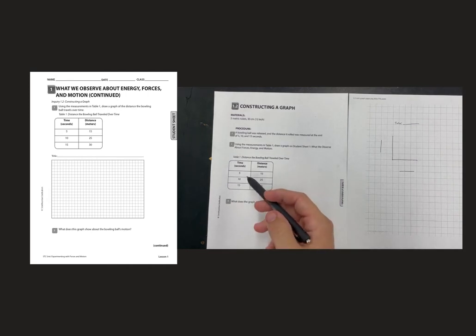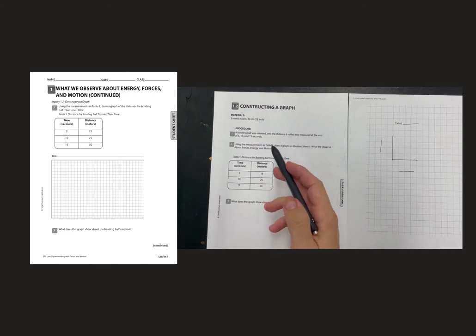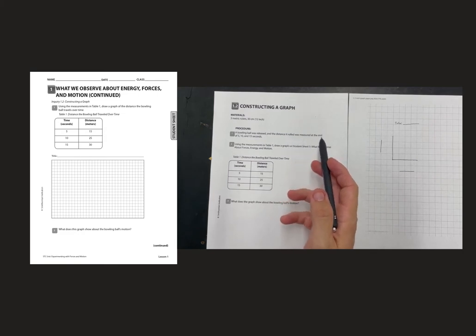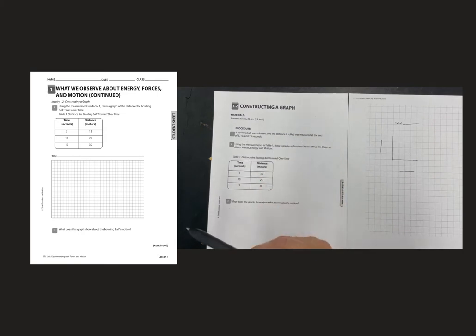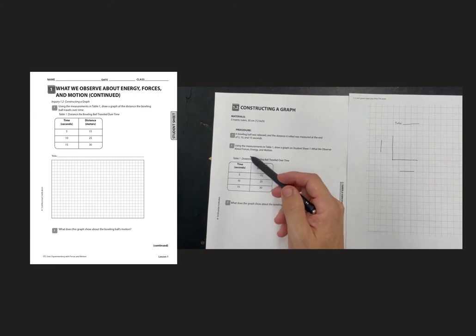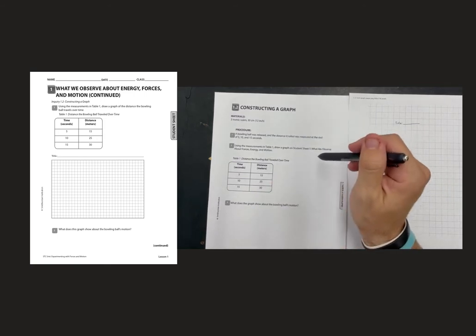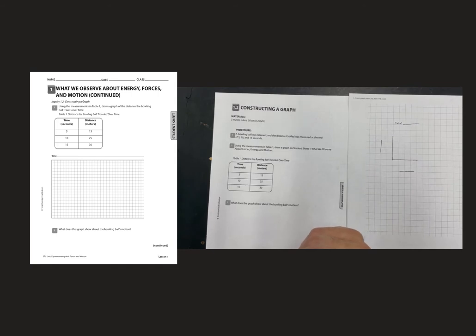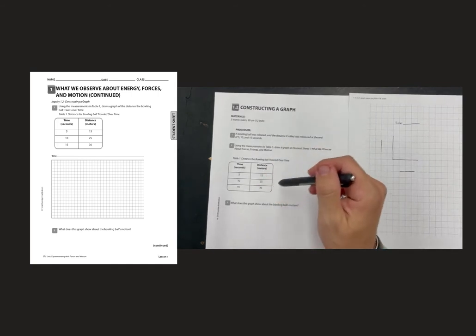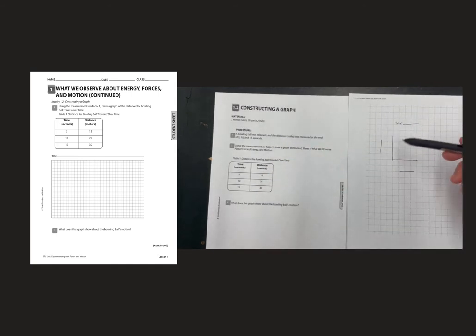So you're going to be graphing the information presented here. So let's go over what we're going to be doing. So procedure. Number 1, A bowling ball was released and the distance it rolled was measured at the end of 5, 10, and 15 seconds. That gives us our data from our chart. Using the measurements in Table 1, draw a graph on Student Sheet 1, which is your notebook, which you already should have set up at this point. So we're going to take the information from the chart and set up our graph.